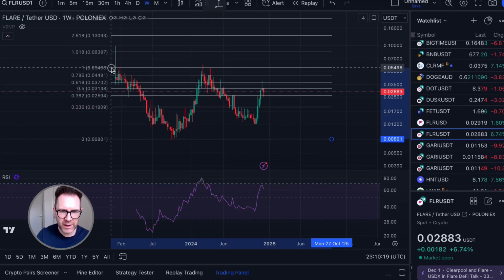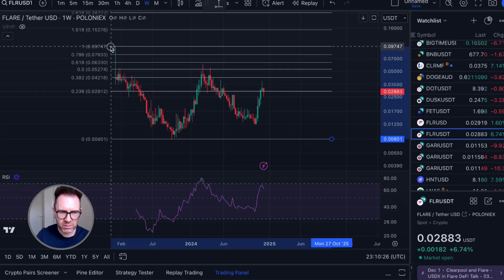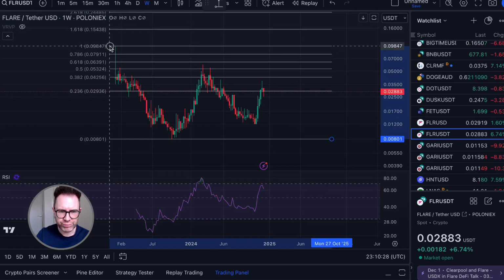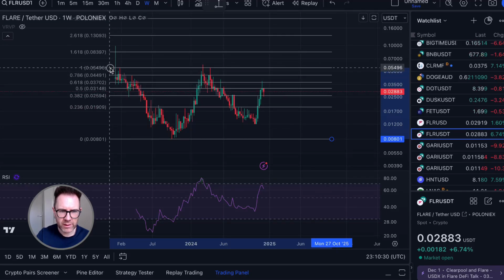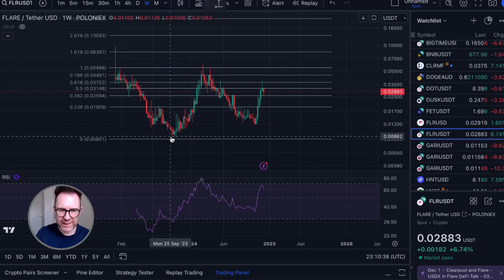But do I take the spike or do I go from here? I'm more likely inclined to go from here rather than that weird spike. So this is what I'm going to use. Poloniex, let's take a look from this high and this low. So what can I see?